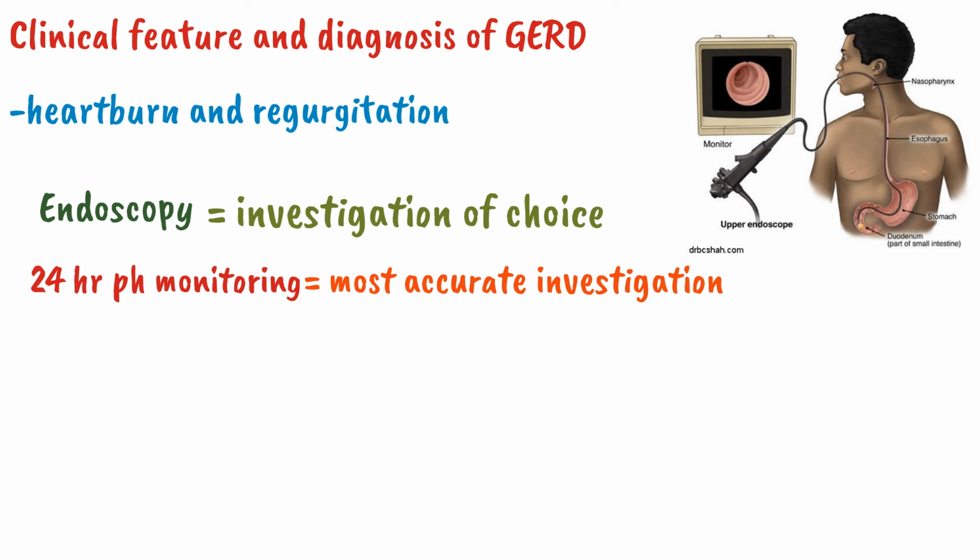Normally, the esophagus has a normal pH, while the gastric content has an acidic pH. So if there is a reflux of gastric content back into the esophagus, it will also have an acidic pH. So in this way, we diagnose gastroesophageal reflux disease. So it was all about the esophageal varices, Plummer Vinson syndrome, and GERD.